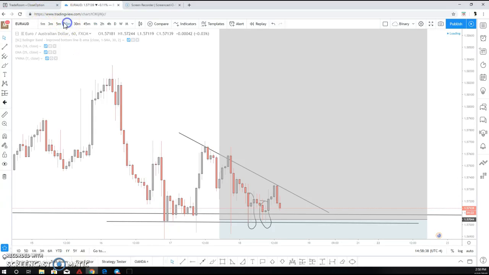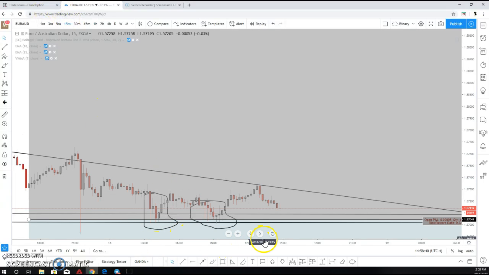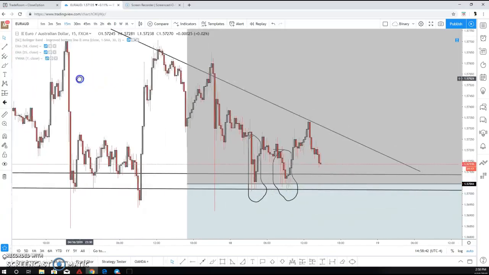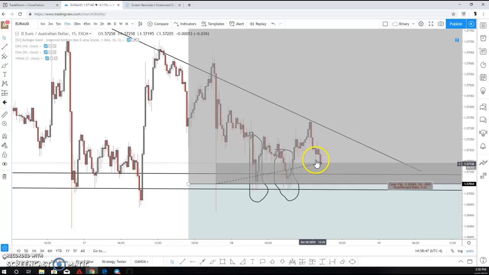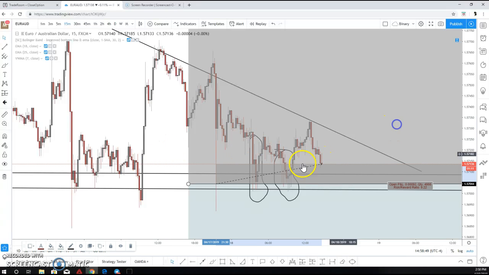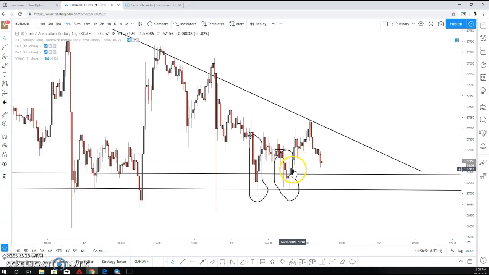This is the hour. Really what I'm looking for is an entry on the 15. Let's take just a little closer look at that one real quick. Let's take a closer look at this. And really, let's see here. Yeah, I mean, this could have been a little head and shoulders drop down.